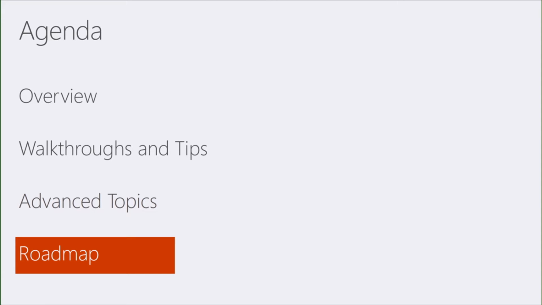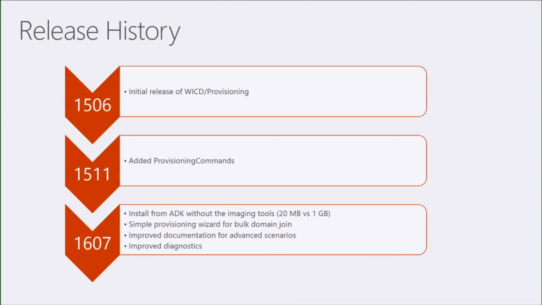So let's talk a little bit about the roadmap and the product limitations. First, a brief review of the history. In 1506, sometimes called Threshold 1, or the first version of Windows 10, we did the initial release of WICD and provisioning. And the big feedback we got is, well, this is all well and good. I can do some certs, I can do some modern apps, but what about my Win32 apps? What about all the stuff that I might need to do? And so that's when we added the provisioning commands.